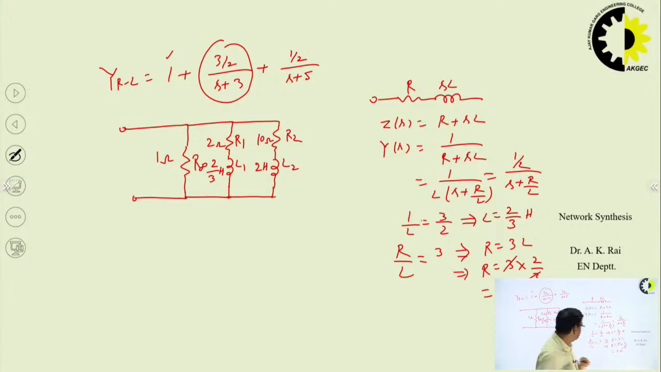So what we do, I can write straight away. Just look at this, this is your Foster second of RL network. If it is required to go for the Foster first, then just invert the function, make it impedance, and then carry out the partial fraction expansion and fabricate.